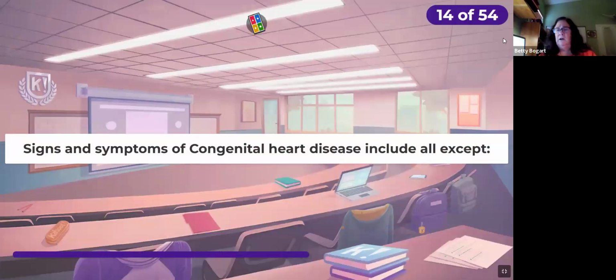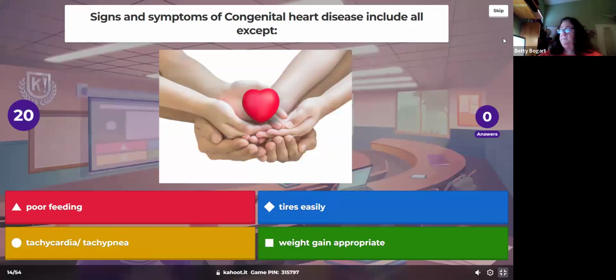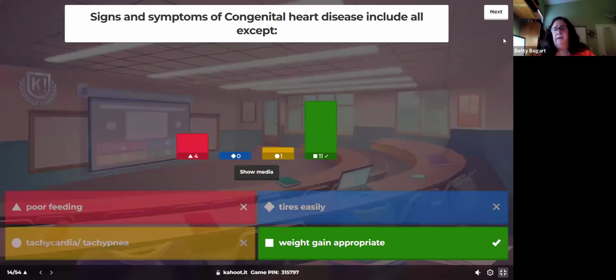Signs and symptoms of congenital heart disease include all except. With congenital heart disease, the heart's working more, and the body's taking more energy from it. So what do you think a sign and symptom of that is? I'm working harder just to breathe and suck and swallow and breathe. That's it. They're burning all the calories they have because their hearts aren't beating effectively. So they have to beat more, burning more calories, and they're not going to gain weight properly.